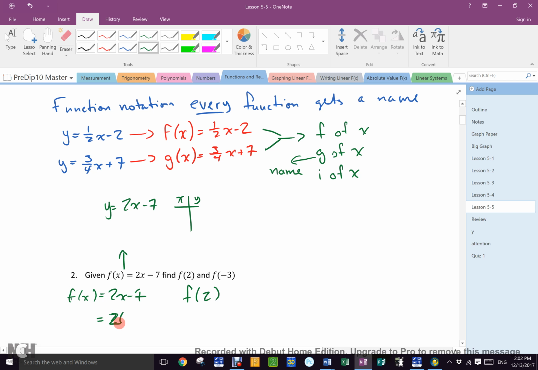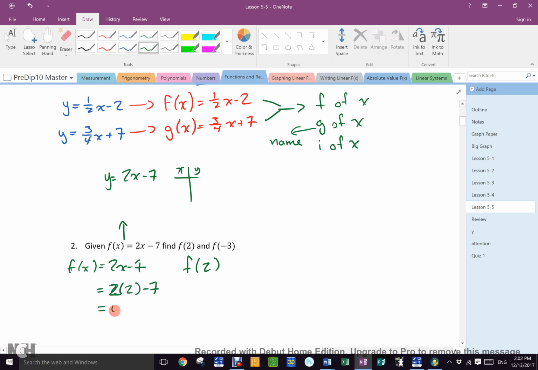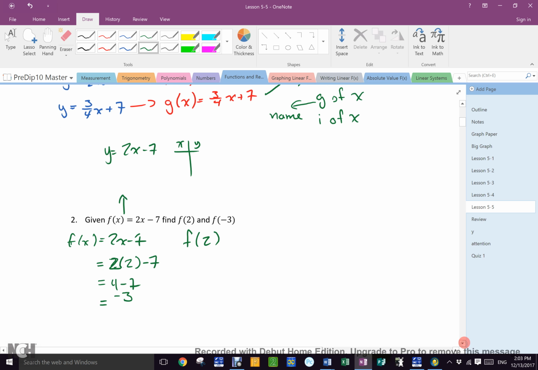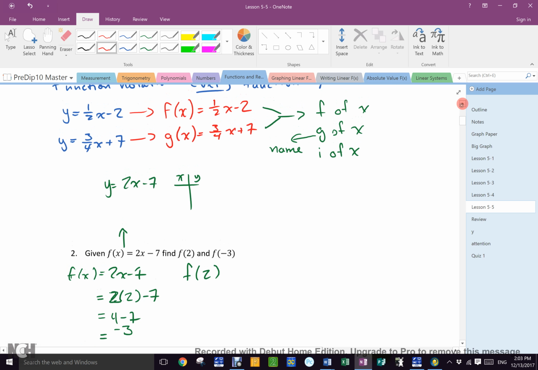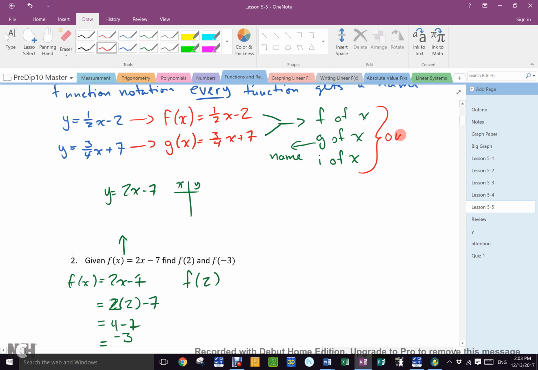f of x is 2 times 2 minus 7. What is 2 times 2? 4 minus 7. What is 4 minus 7? Negative 3. So that gives me an ordered pair. What is the x value or input for this ordered pair? 2. What is the y value or the output? Negative 3. So what do you need to remember? This is the output, which previously to now was known as the y value.